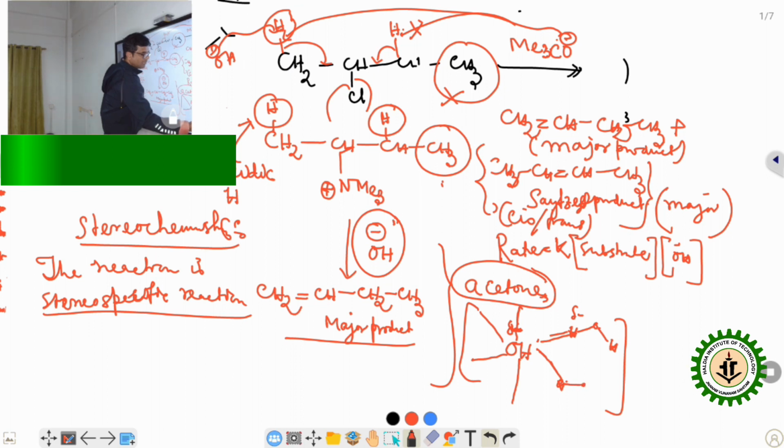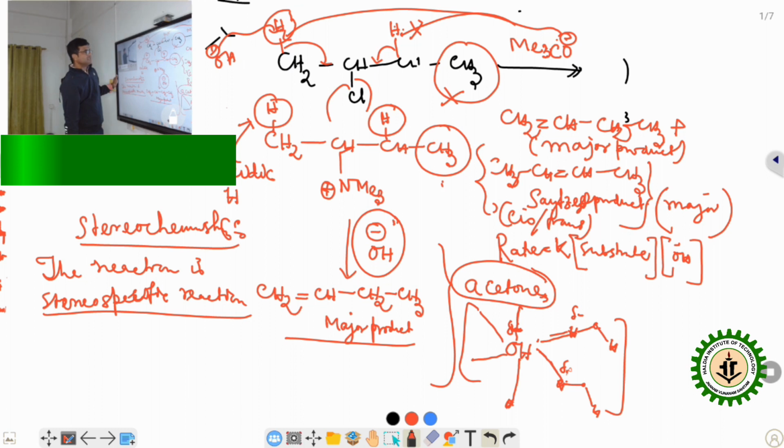That is why polar aprotic solvent, which is not capable of forming hydrogen bonds, will be used. Otherwise the base will be engulfed, surrounded by the solvent, and obviously the rate of the reaction will decrease. So this is the role of solvent, role of base and role of substrate explained here.